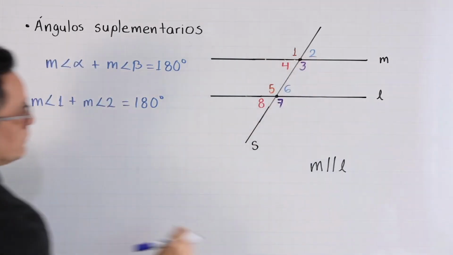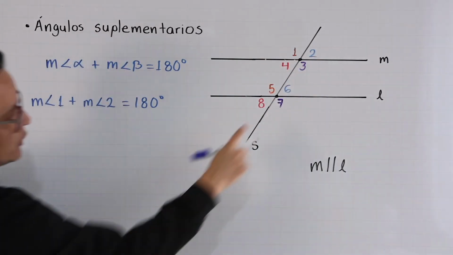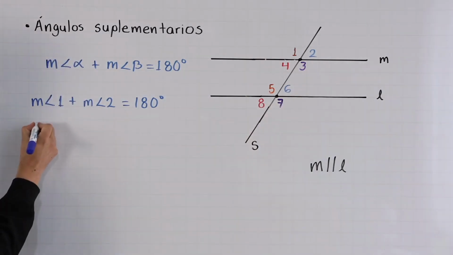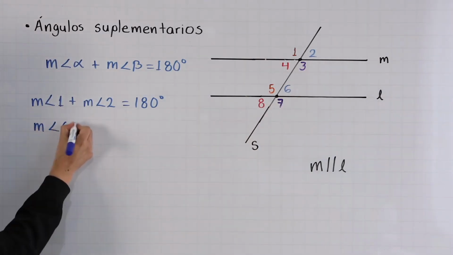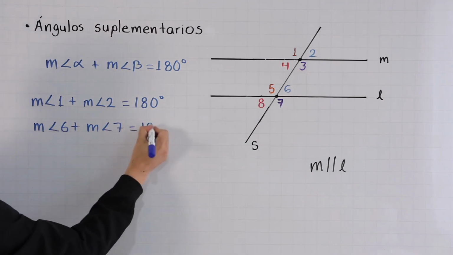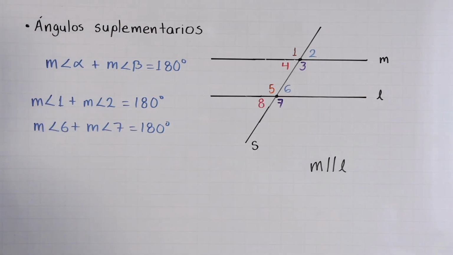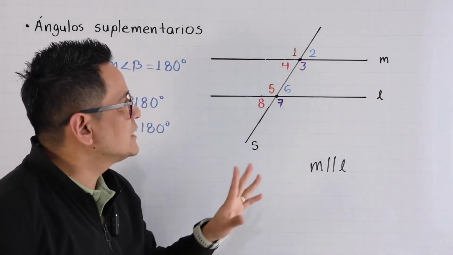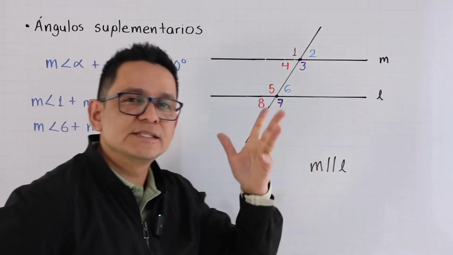What else? Let's see. Let's take another pair. For example, this one and this one. I mean 6 and 7. So I would have that the measure of angle 6 plus the measure of angle 7 also equals 180 degrees. And well, I could add more. I'm going to add another one, just one last one, because that's where it often gets complicated for us.